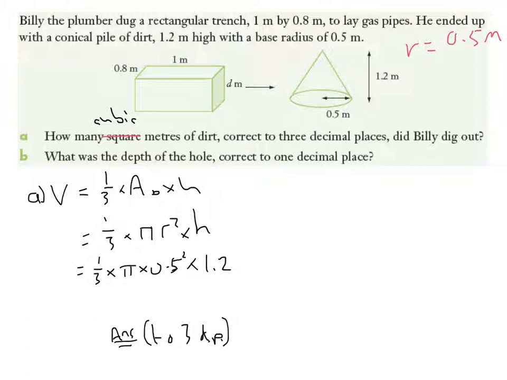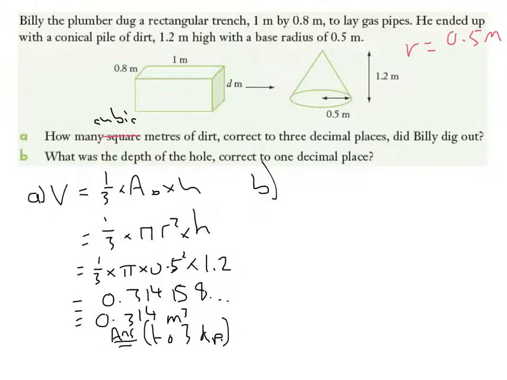Okay guys, so you should have paused it by now, gotten your answer, which was 0.314159 blah blah blah. I only want it to 3 dp, so the answer will be 0.314, and that is cubic metres, or metres cubed. Alrighty, that's question A done. Question B.